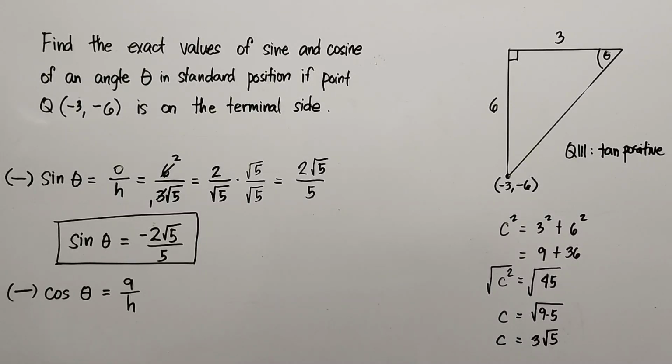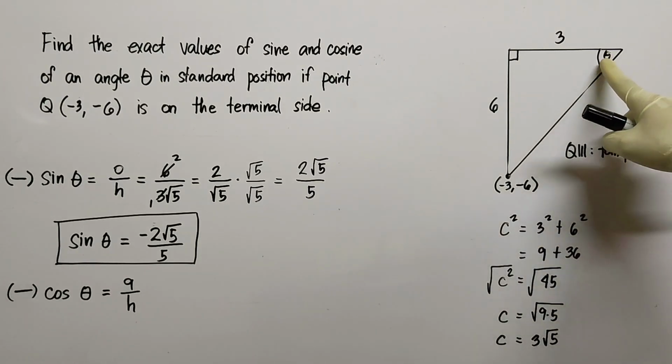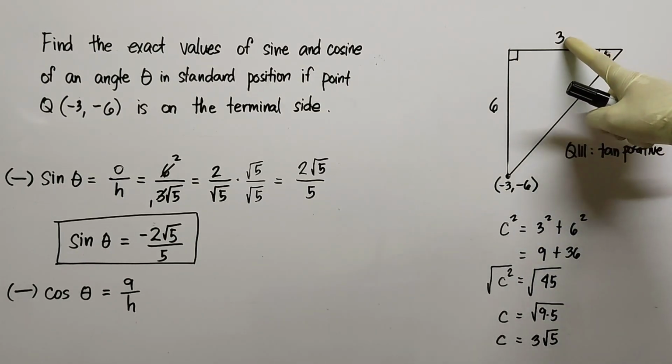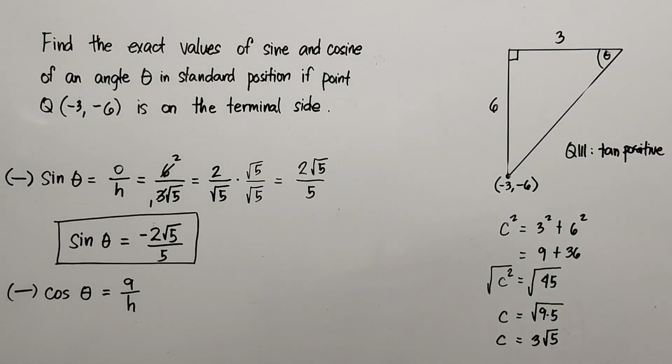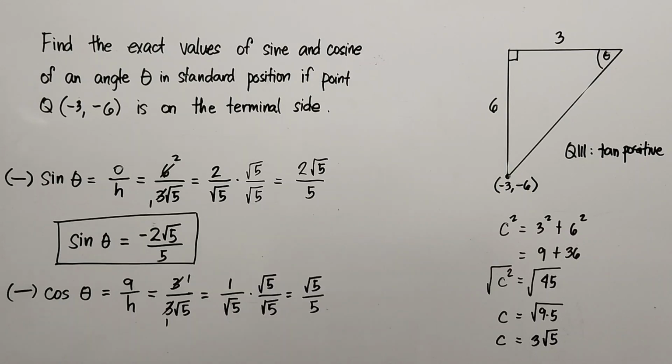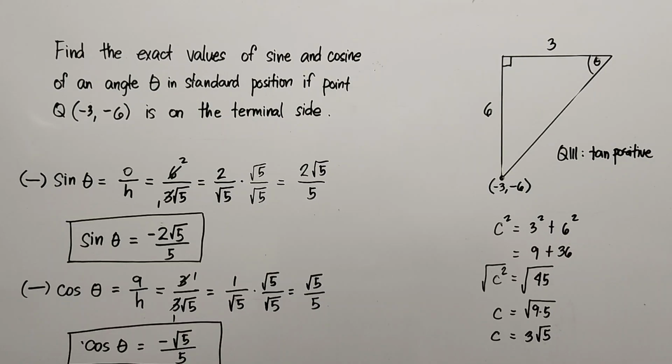We will now proceed to the cosine theta, and in the third quadrant, cosine is still negative. For the SOHCAHTOA, the cosine is adjacent over hypotenuse. This is our theta. The adjacent side is 3, and the hypotenuse is 3 square root of 5. We can cancel the common factor, so that is equal now to 1 over square root of 5. Rationalize the denominator: square root of 5 over 5. Therefore, cos theta is negative.